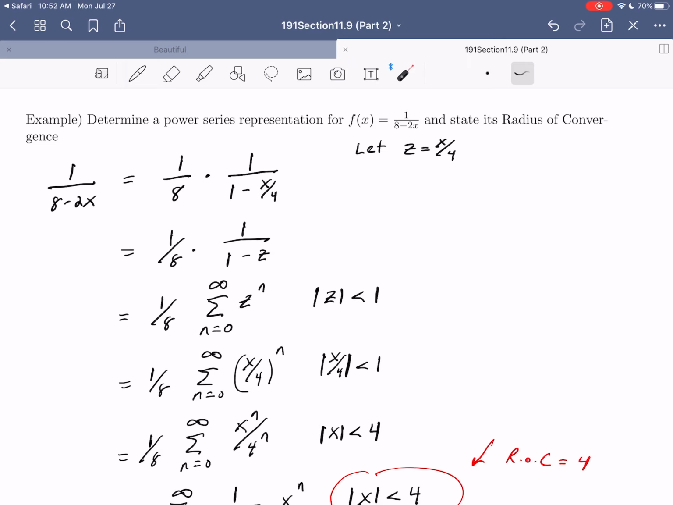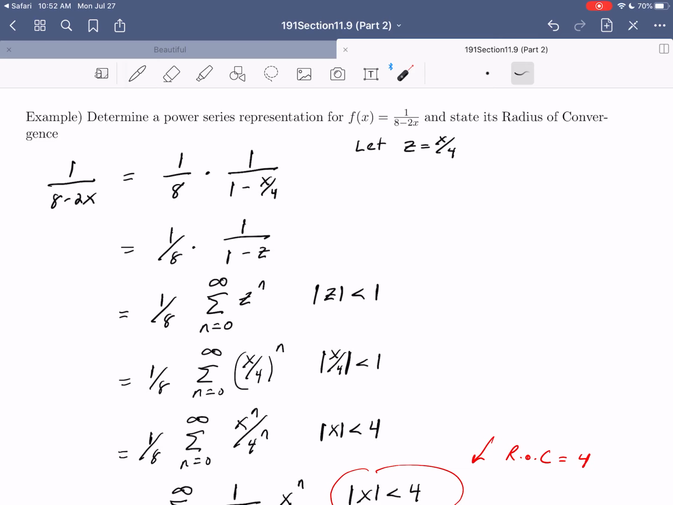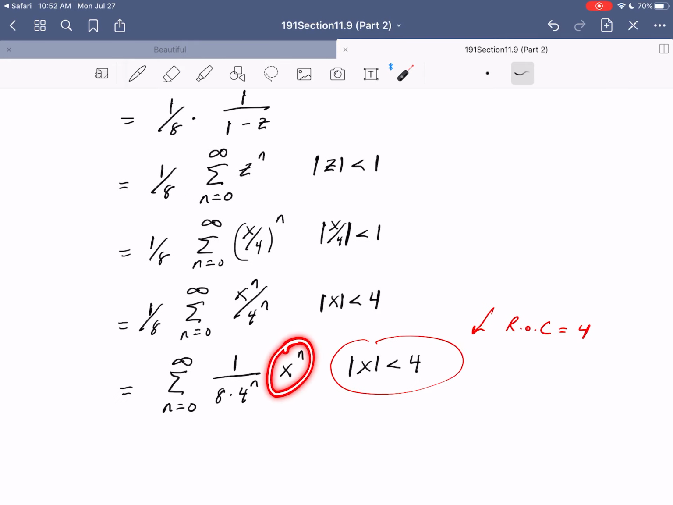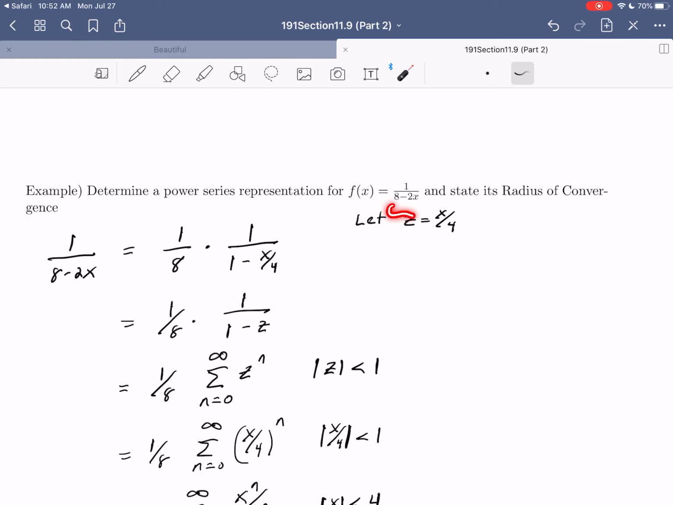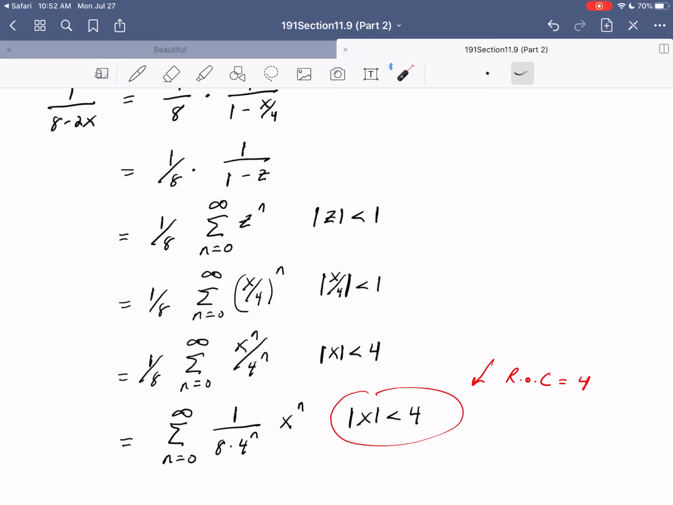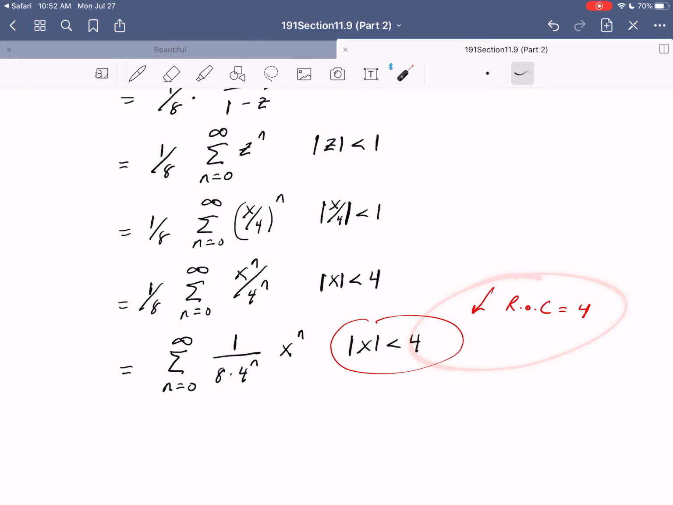So if you think about it, if we're trying to build a representation that is centered at 0, and right now all of our representations are centered at 0, the distance from that center, x equals 0, to that discontinuity, well, the discontinuity is at 4. The distance between 0 and 4 is 4. That's why we're getting a radius of convergence of 4.